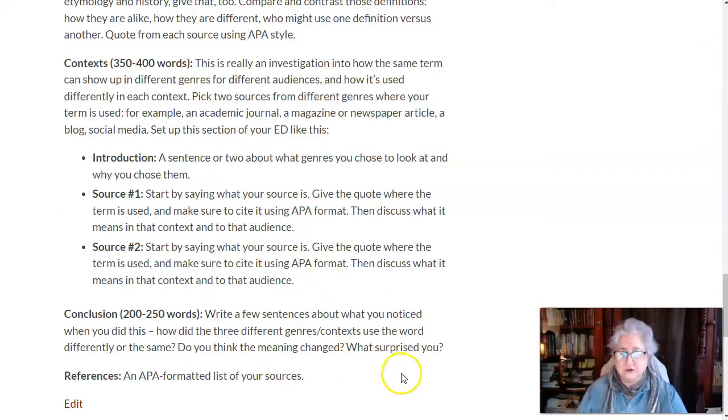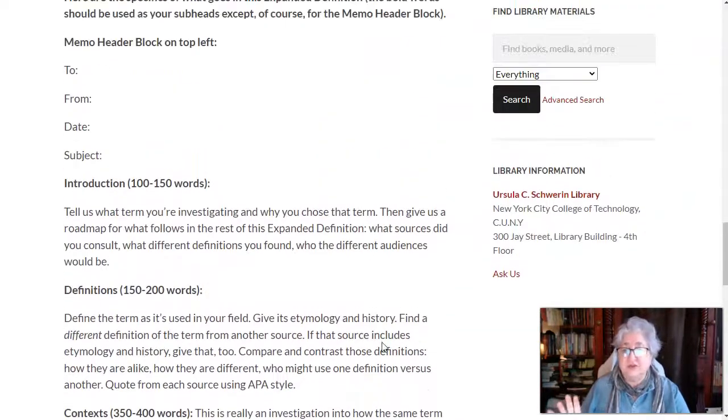And then the conclusion part is sort of, what did you get from this? How do you understand the word differently? Why does it change? What did you take from it? And then an APA formatted list of your sources. So I know this is clear as mud, as we say back home. So let me show you how it's going to work.